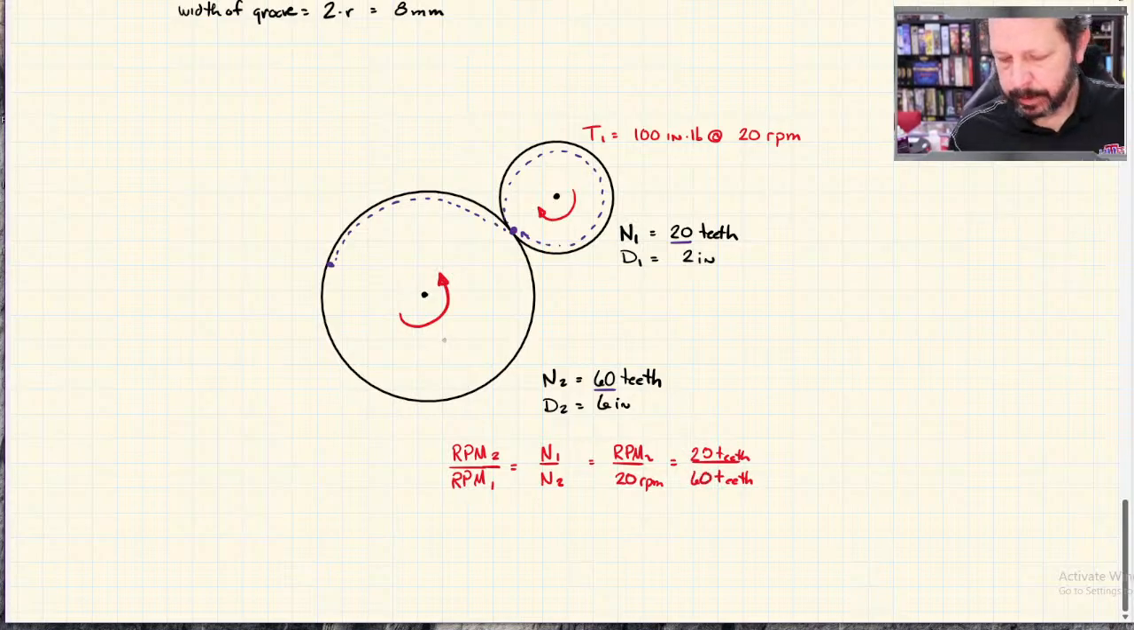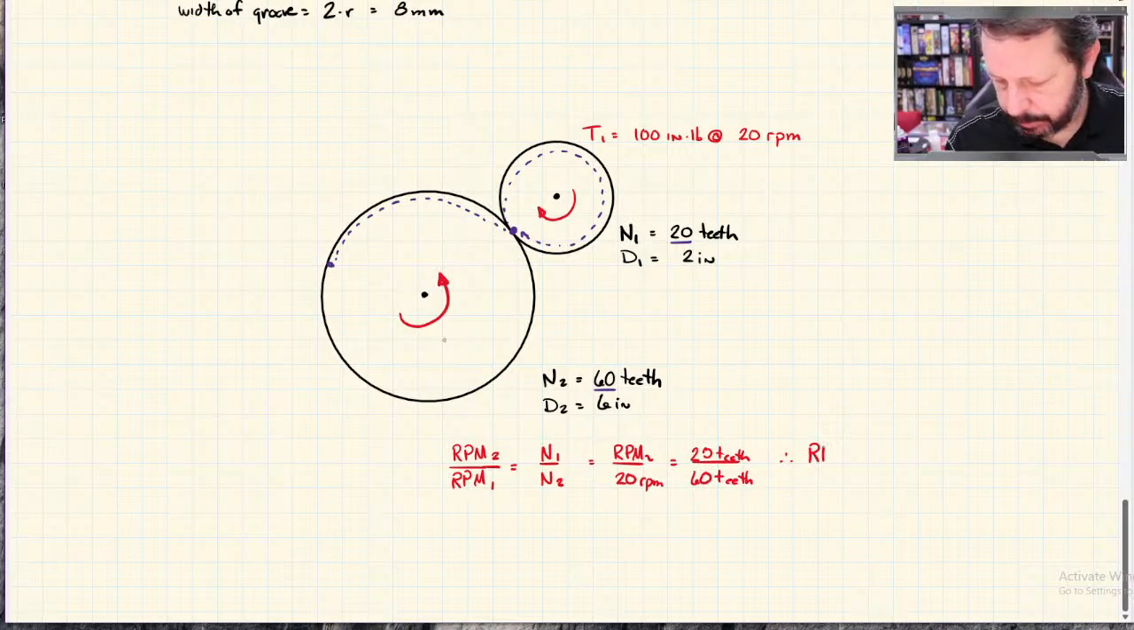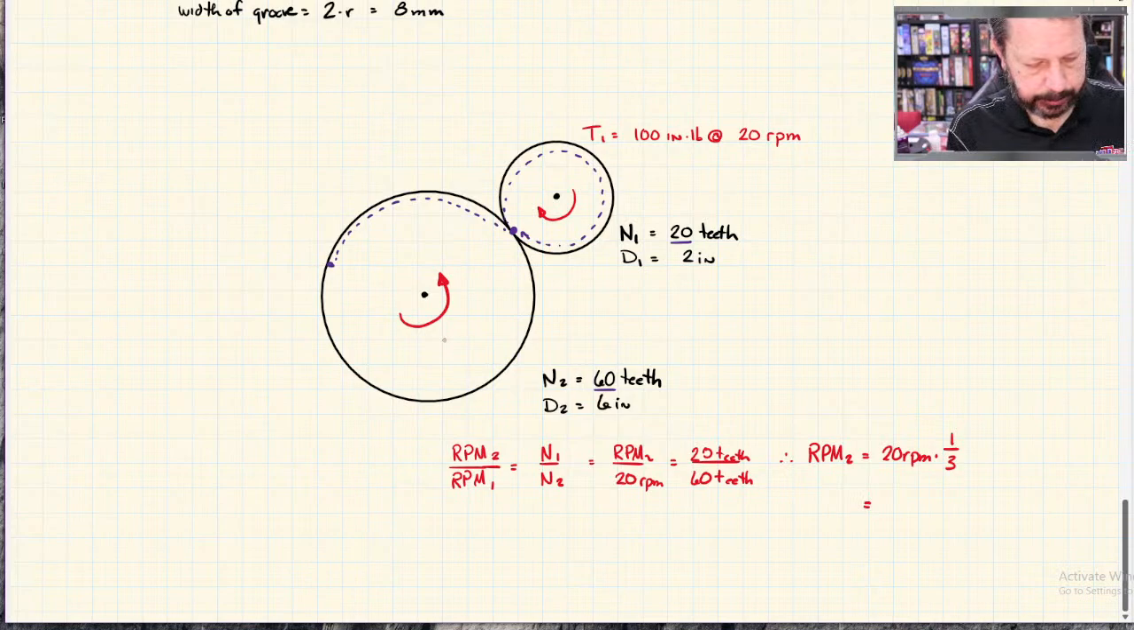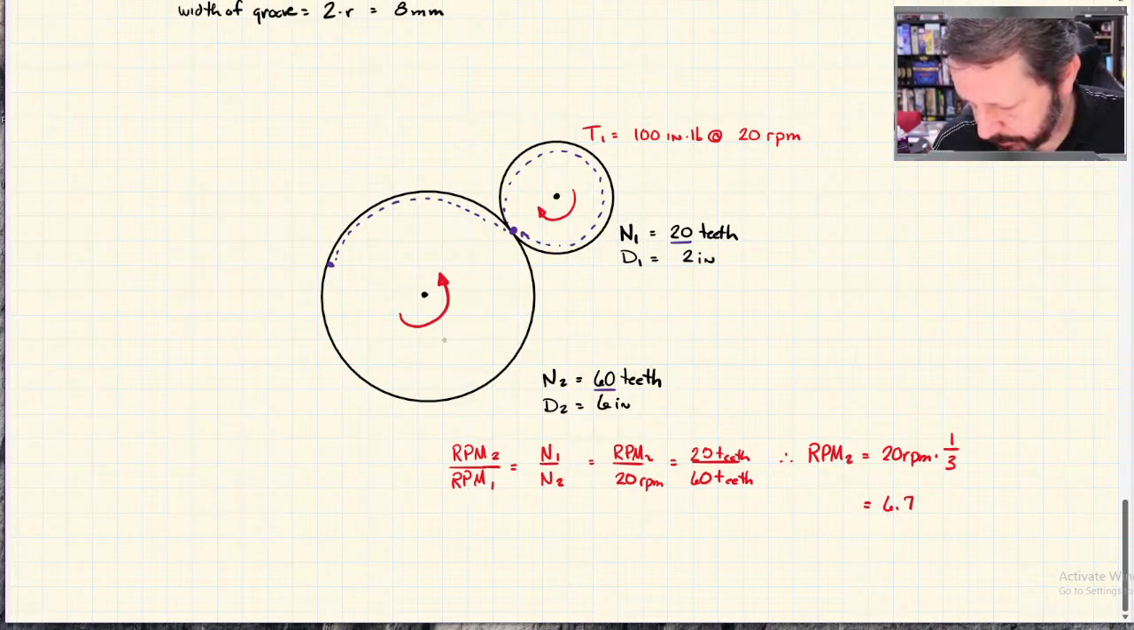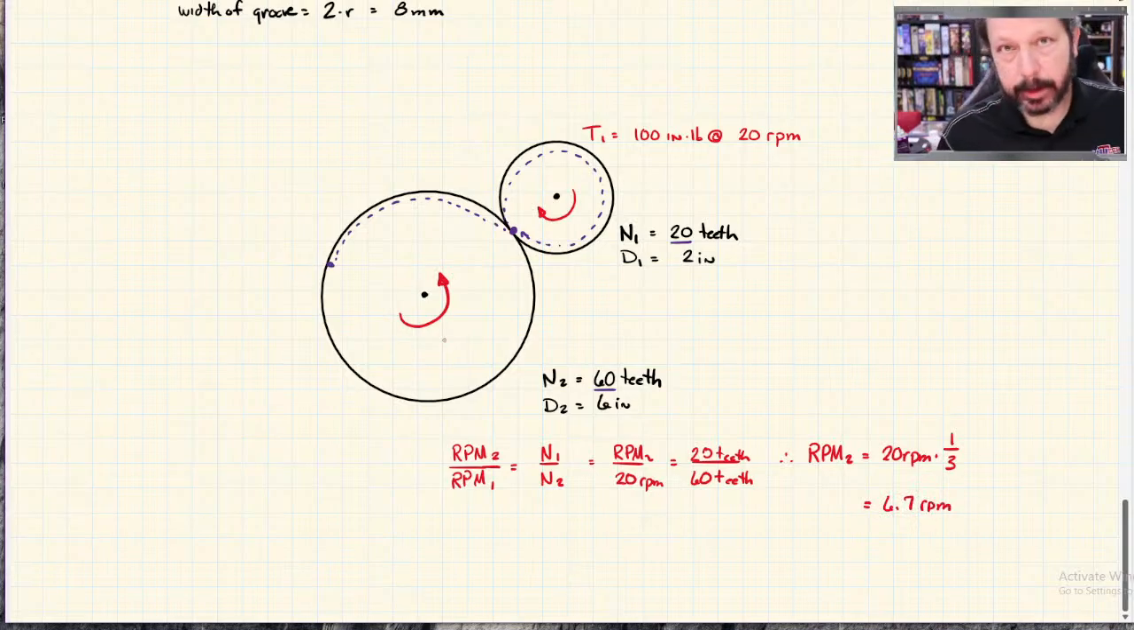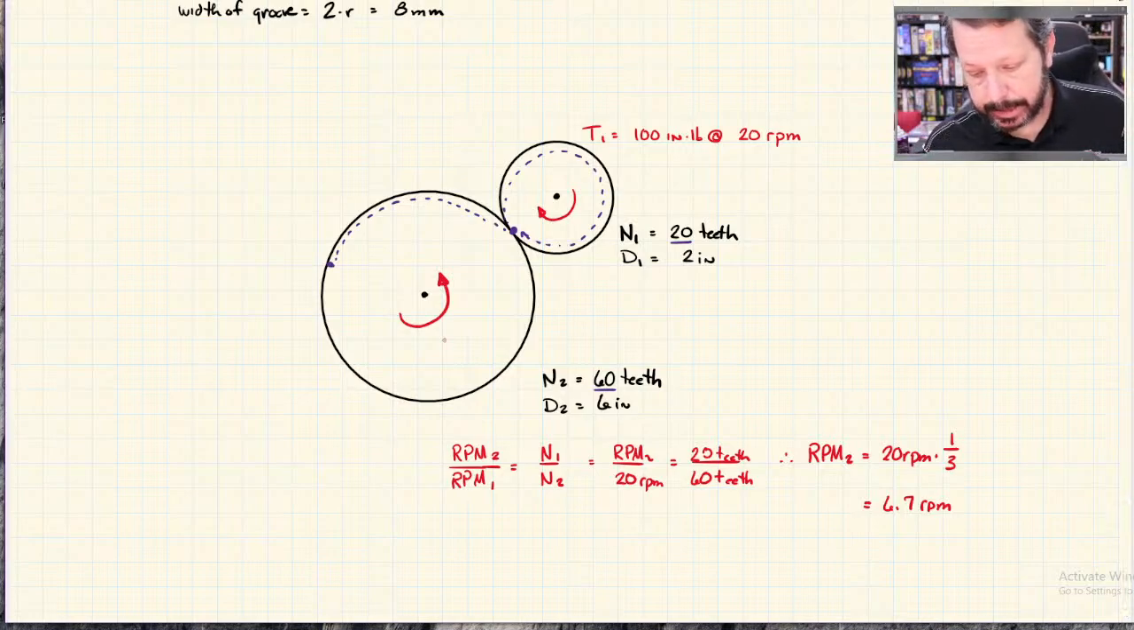There we go. So when I do the math here, the RPM of gear 2 is equal to my 20 RPM gear 1 times 1/3. 20 divided by 3 is 6.7. So it's going a third slower. Whatever the ratio of either diameter, radius, or teeth, whatever that ratio is, the larger gear is turning slower.